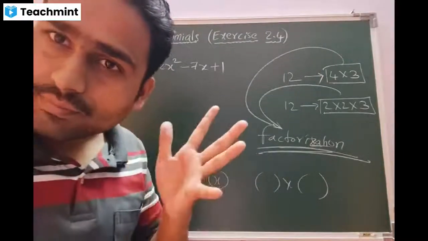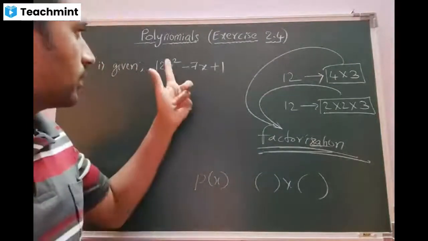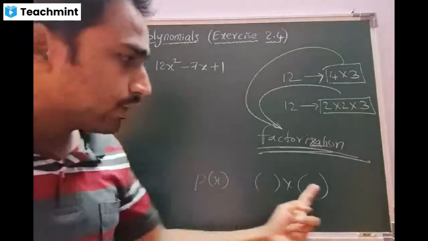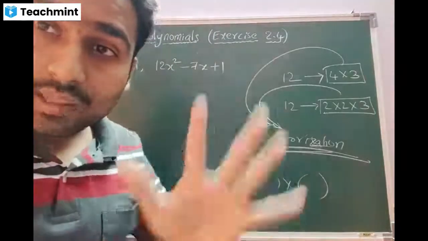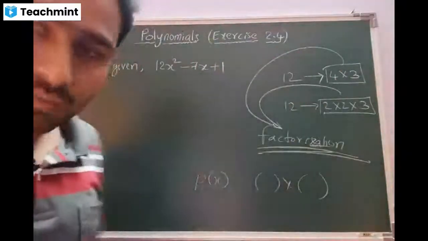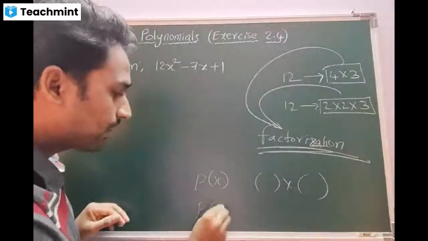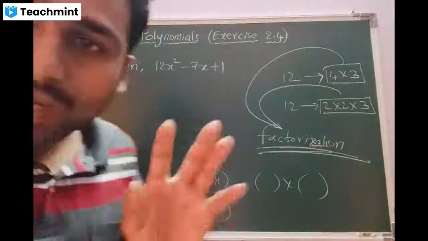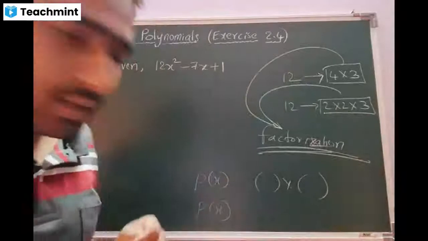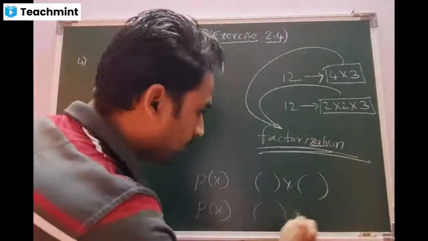Again, beta, it depends on the degree. If the degree is 2, you are going to get two factors. But if you look at the fifth main question, next question, there the p of x is a cubic polynomial. So can you tell me how many factors will be available there? 3, sir.